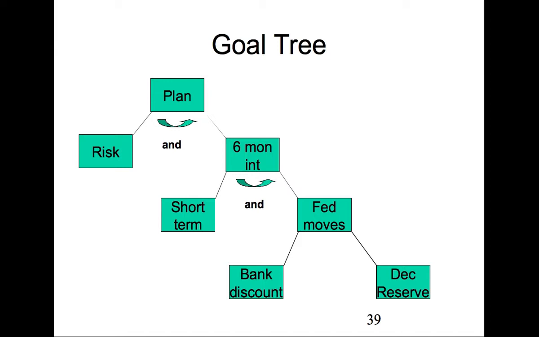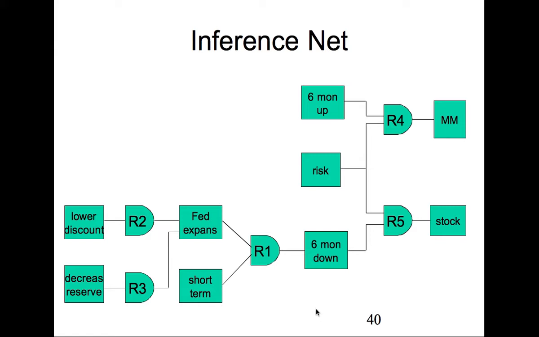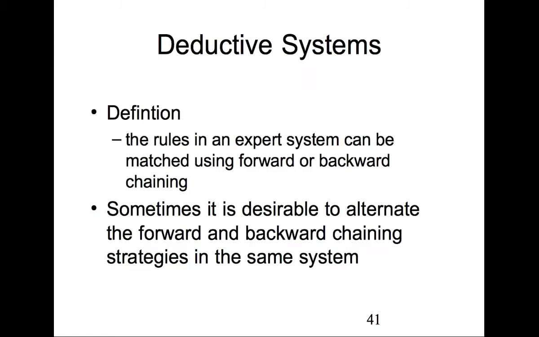Here's a goal tree that kind of puts it together. So we have the plan, we have the risk, and here we have the 6-month interest, short-term, Fed's move, all the things that could happen along with all of the decisions that could be made in terms of determining how much interest rate should we charge, how long should we loan the money for, which is what financial companies do for the most part. We can do it in an inference network. I'm going to talk about networks probably after lunch. If not today, tomorrow. We'll hit neural networks and network concepts.